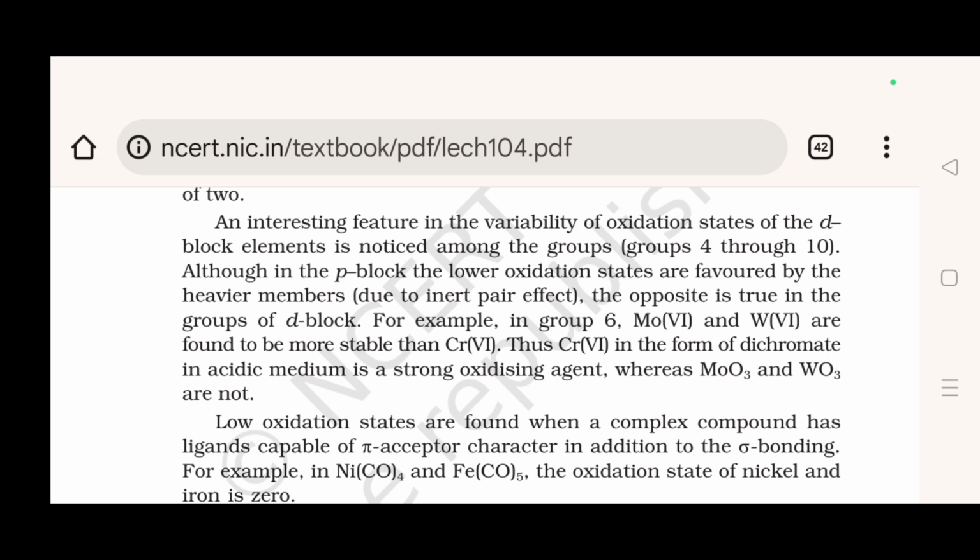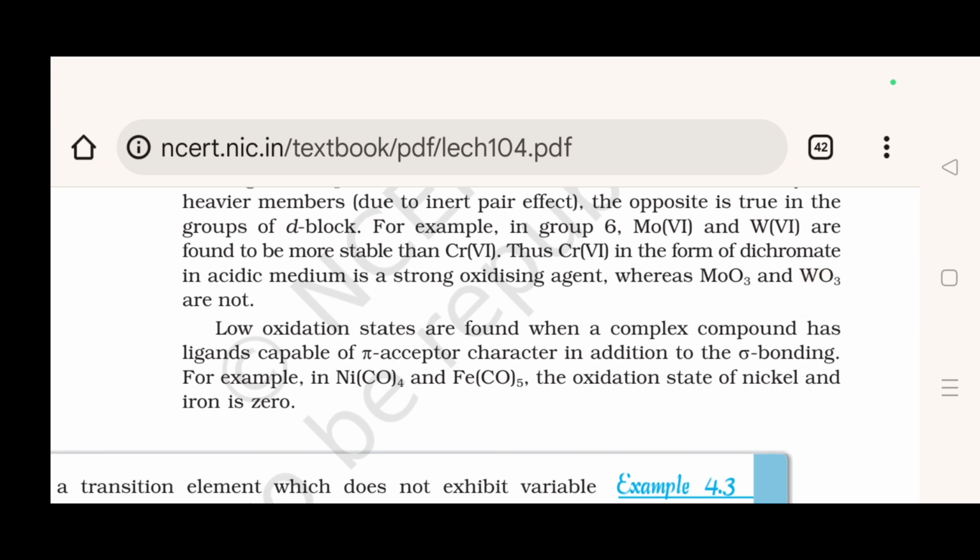For example, in group 6, Mo(VI) and W(VI) are found to be more stable than Cr(VI). Thus, chromium in the form of dichromate in acidic medium is a strong oxidizing agent, whereas MoO3 and WO3 are not. Low oxidation states are found when a complex compound has ligands capable of pi acceptor character in addition to sigma bonding.